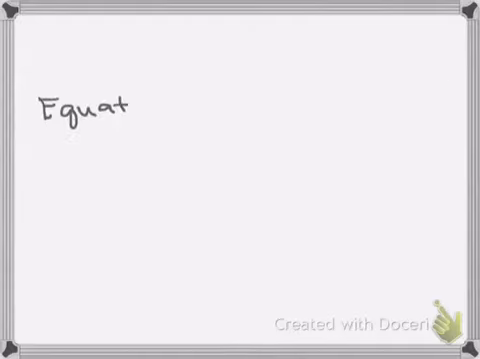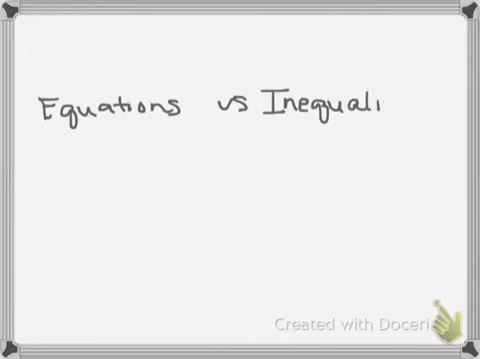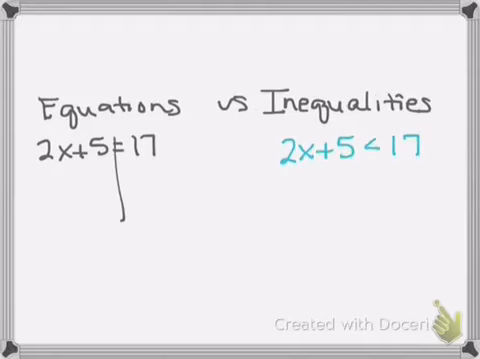Okay, back to the business at hand. I would like to begin by showing you the similarities between equations and inequalities. You'll be happy to know they are very similar, with one caveat that we're going to see a little bit later. So let's say that we have 2x plus 5 equals 17 and 2x plus 5 is less than 17. Very similar. We're going to solve the equation first.